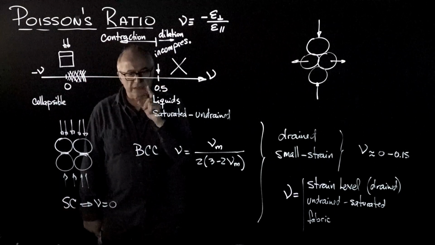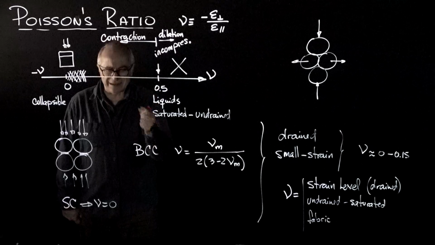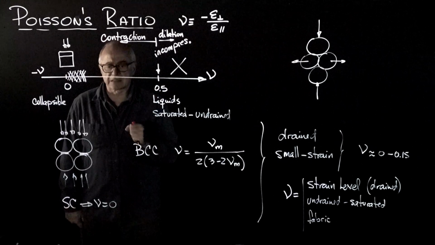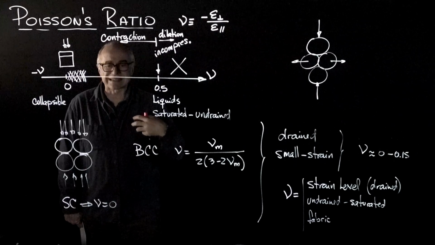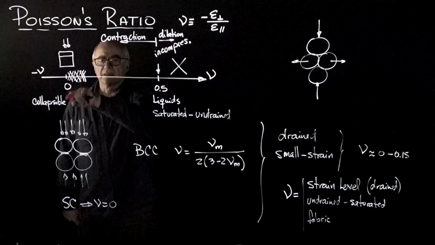Most importantly, if we do field characterization or laboratory characterization with P and S wave velocities, the Poisson's ratio of the skeleton tends to be very small.